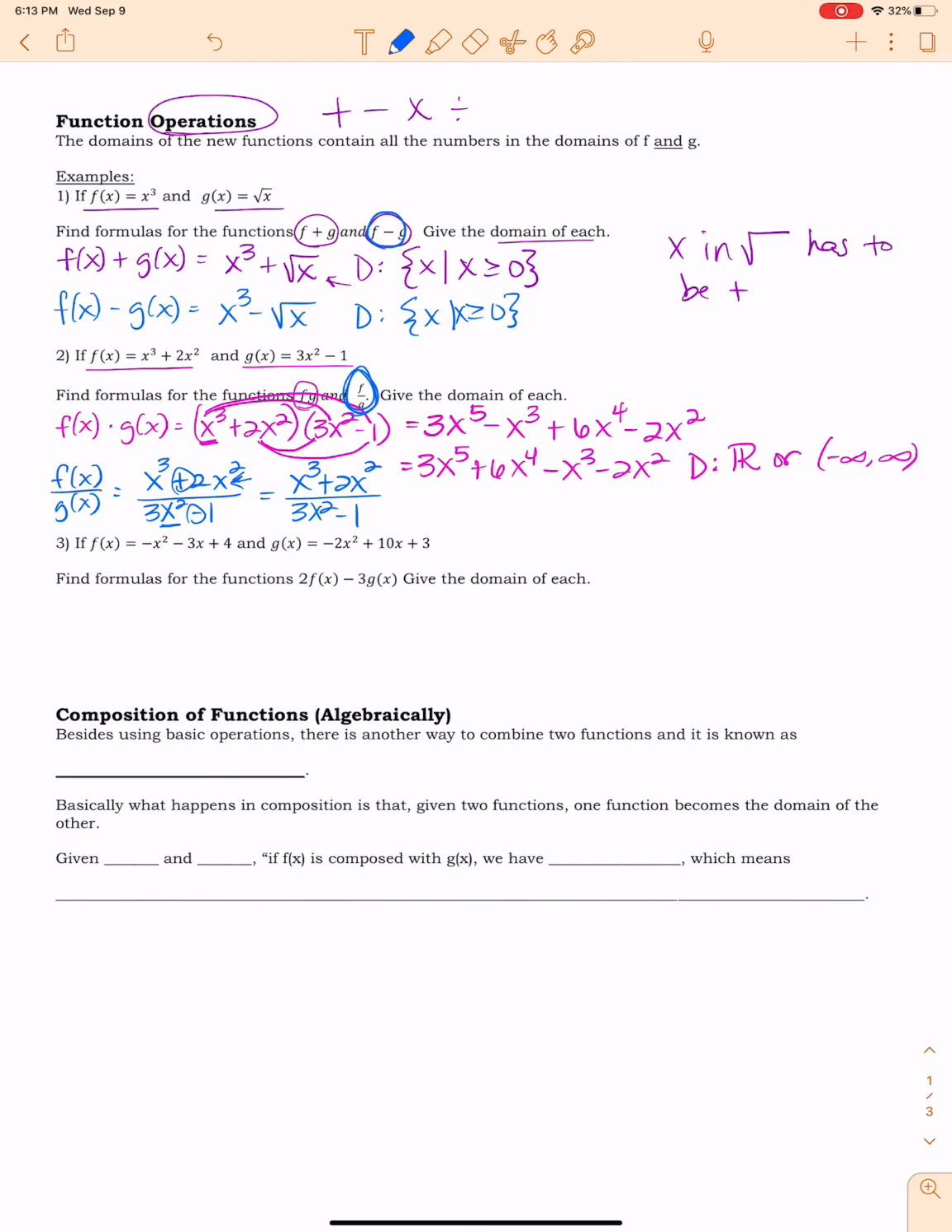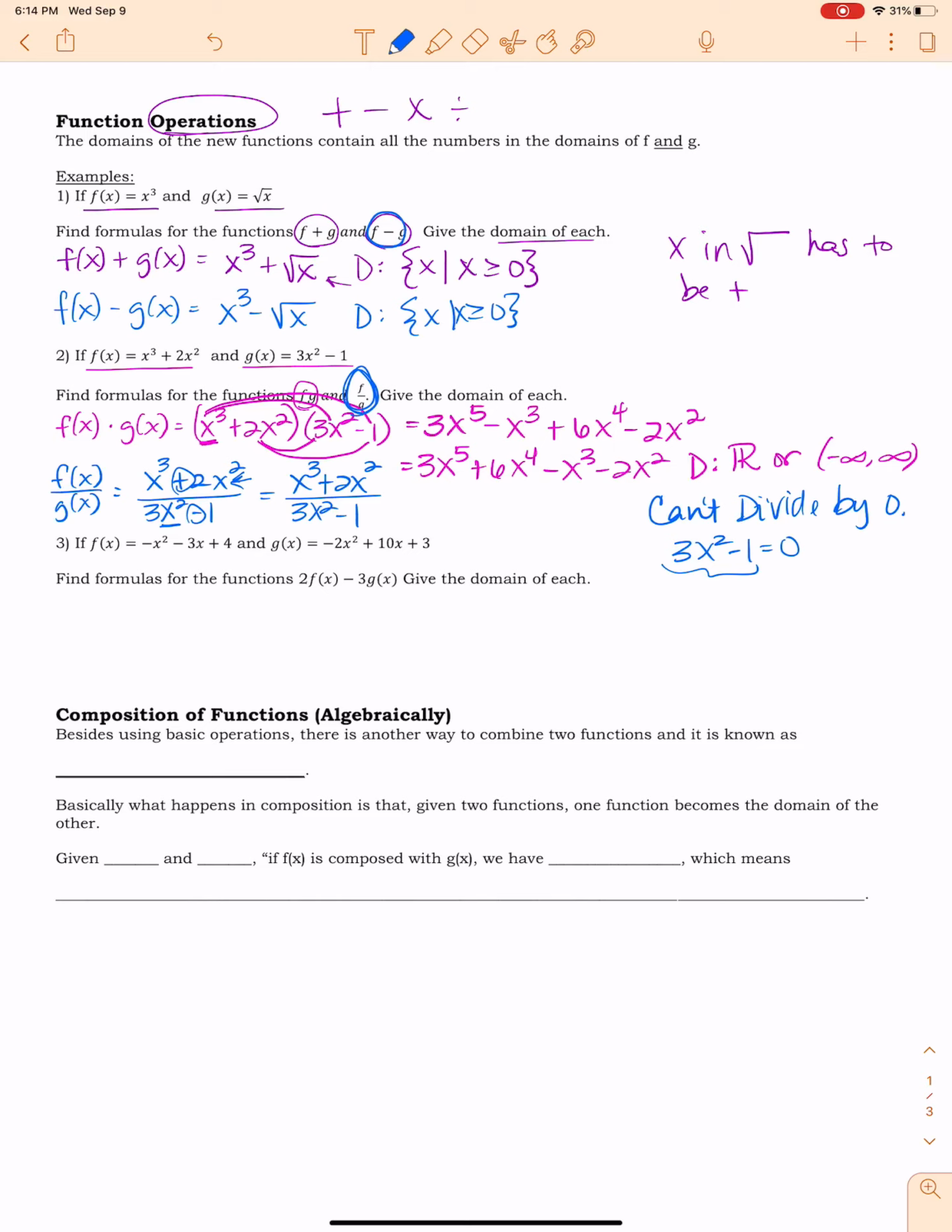Remember the cardinal rule in math. You can't divide by 0. Now, a lot of students get confused on this too. They think that x can't be 0. Well, that's not true, because if x were 0, I would have a negative 1 in the denominator, and that's perfectly acceptable. So I want to make sure that 3x squared minus 1 doesn't equal 0. So I don't want x to be any value that causes all of this math to become 0.